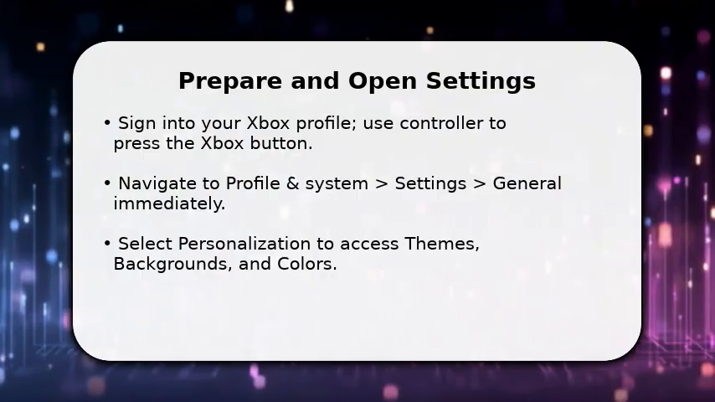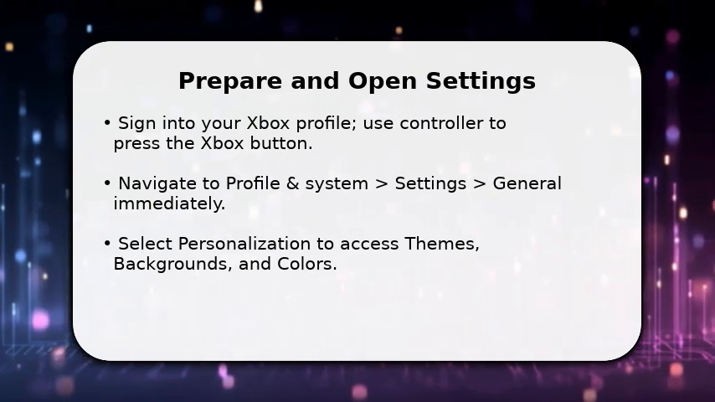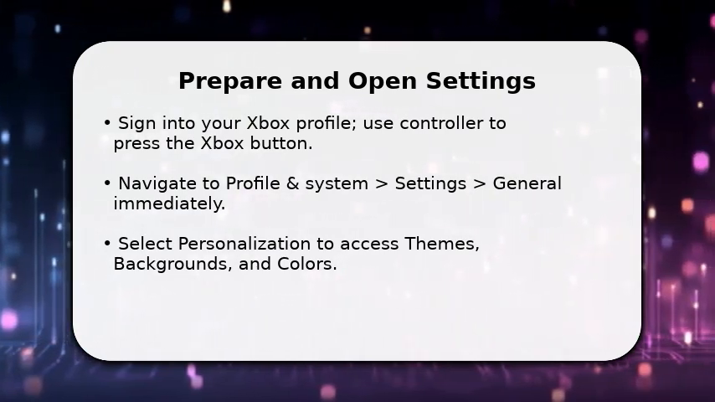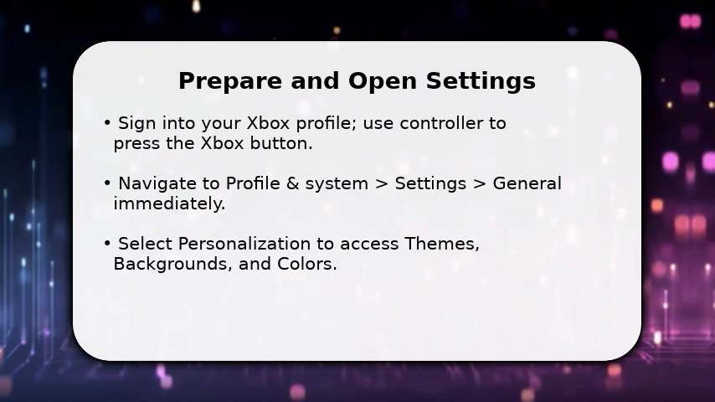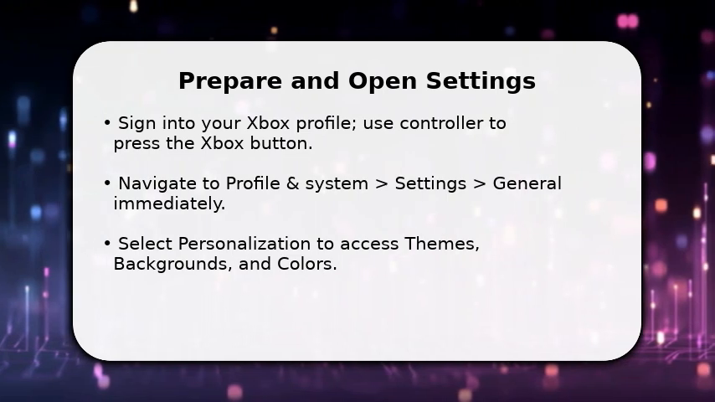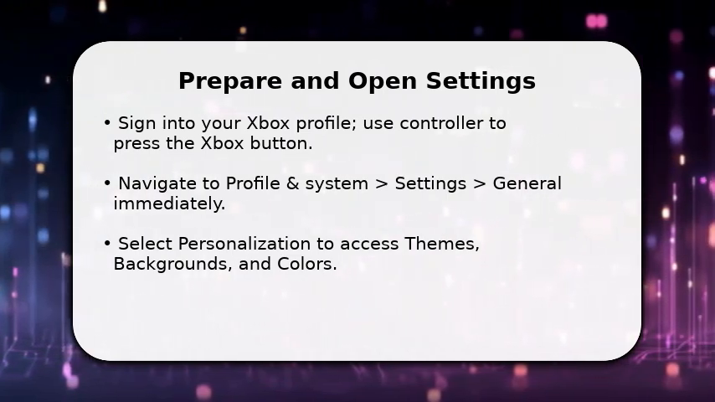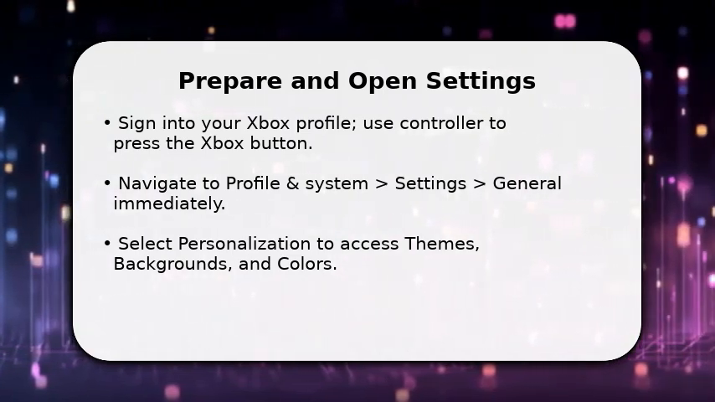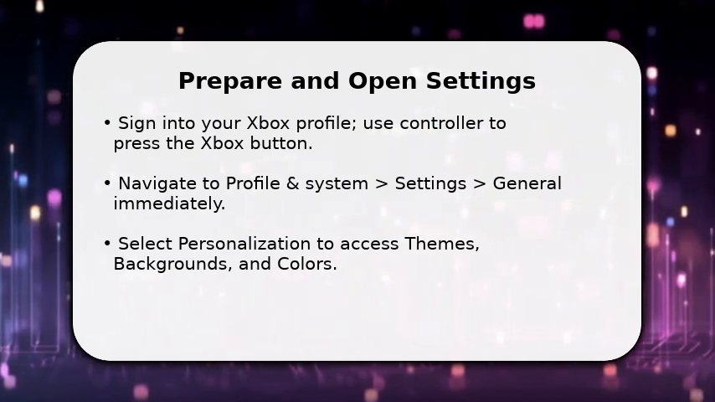You're starting right now. Sign into your Xbox and press the Xbox button to open the guide. Once done, go to Profile and System, then Settings, and choose General. Make sure to enter personalization so you can change themes and backgrounds. This is where the system stores color schemes and accent images.